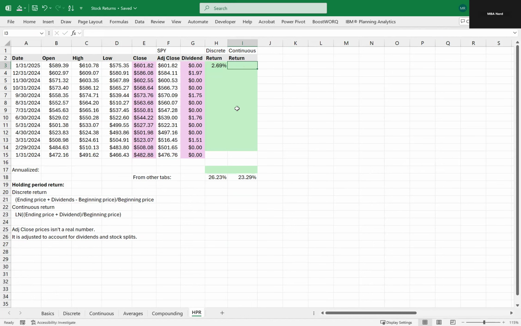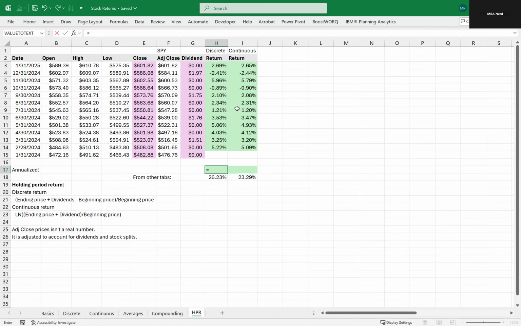And then for the continuous, it's something similar. It's equals to ln, and then I need to open another parentheses here. So we have our close price plus our dividend, and then close that parentheses, divided by the close price. So that gives us something similar, and it's taking into account the dividend in this dividend column. And so what I can do here is just copy and paste these down. Since again, I have it in reverse chronological order, it's easy to calculate all these at the same time.